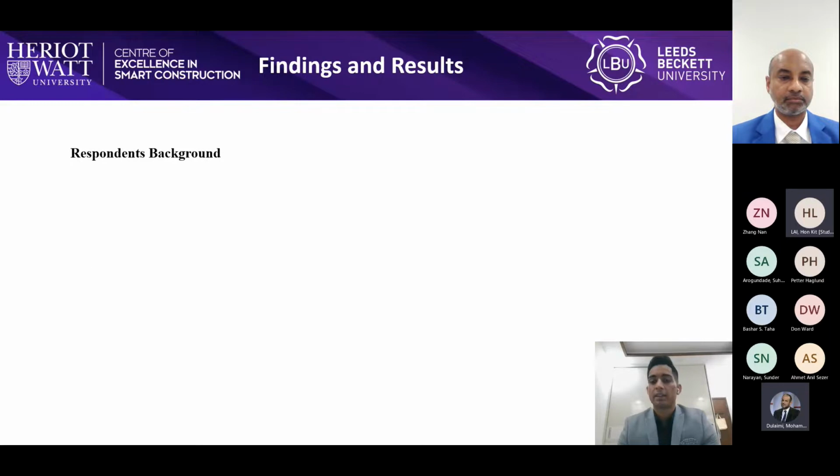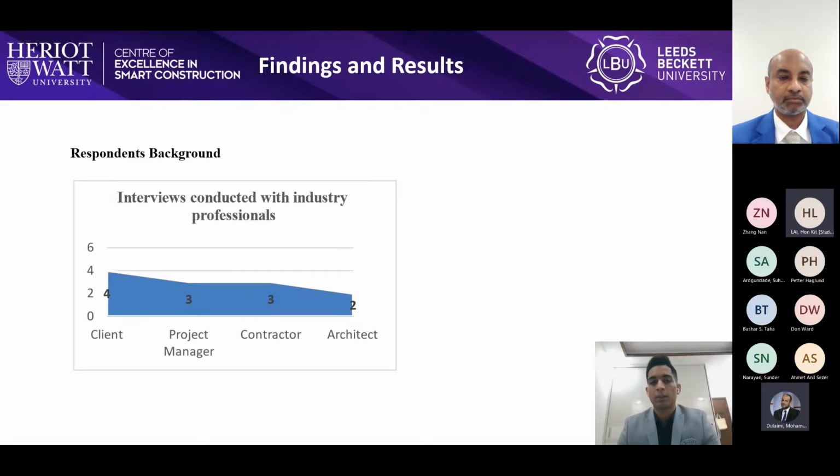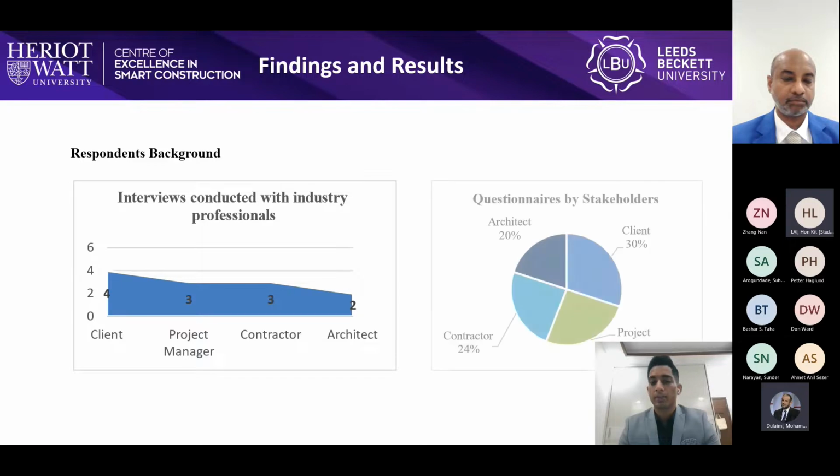The findings and the results. Let's talk about the respondents' background. Through the interviews, the responses were majorly from the client, which is 4, project managers 3, contractor 3, and the architect or consultant 2. Even in the questionnaires, we tried to cover all the stakeholders, as highlighted in the pie chart.